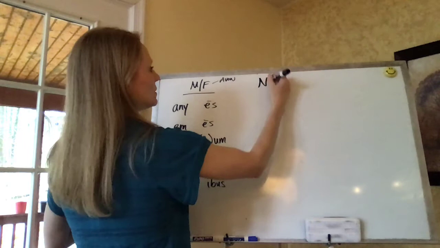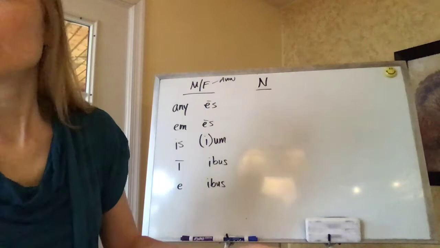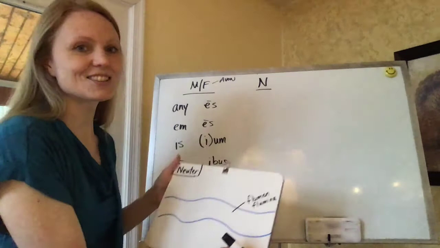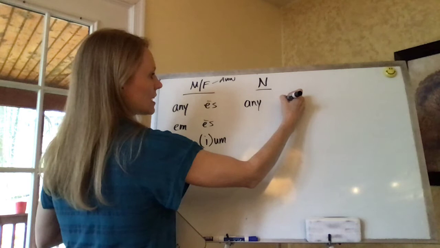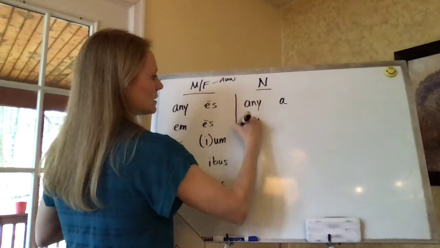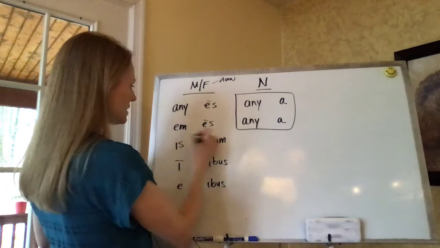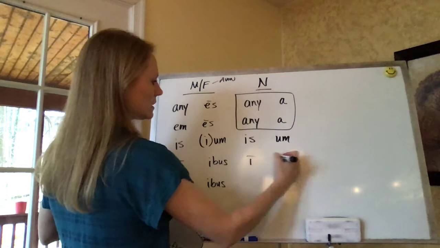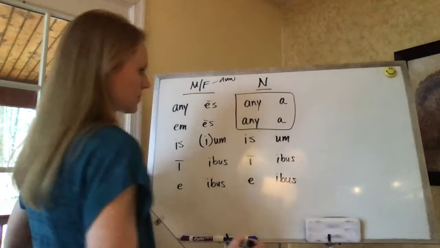Neuter. This one, remember, is our flumen, so it's just our regular. It's going to be any, and then its ending was a. Neuter law: the nominative and accusative are the same, any, a. And then these look largely just like this: is, e, ibis, ibis.